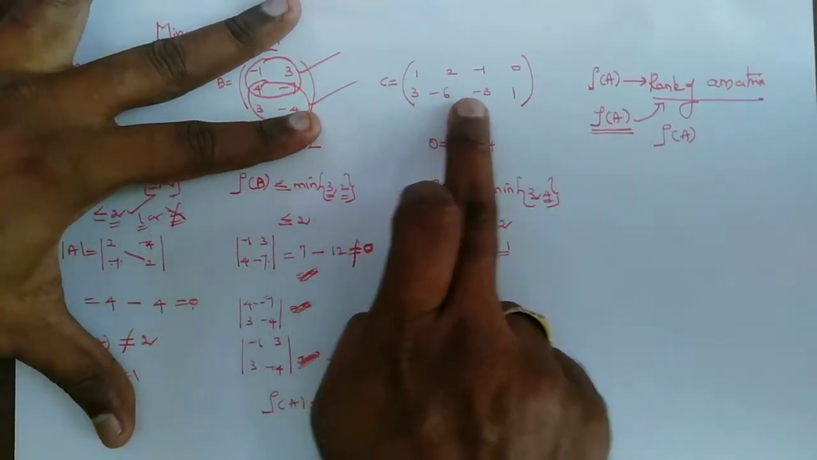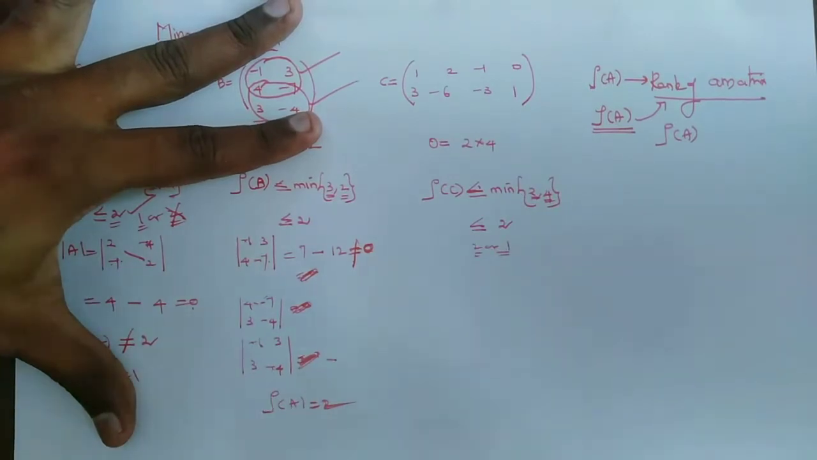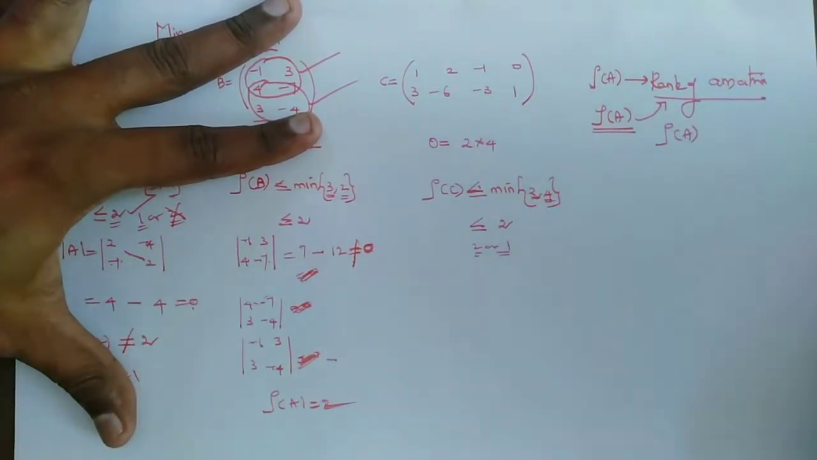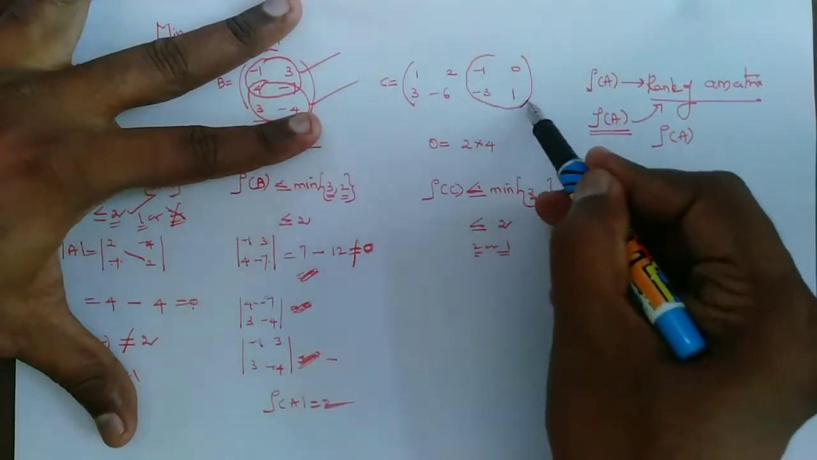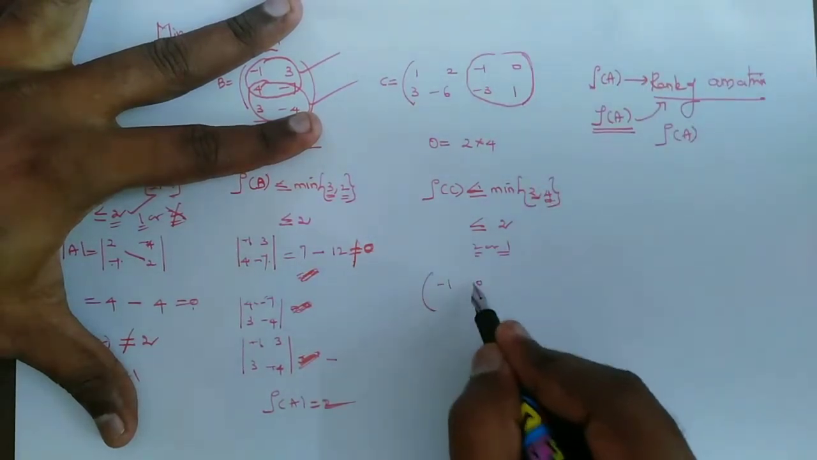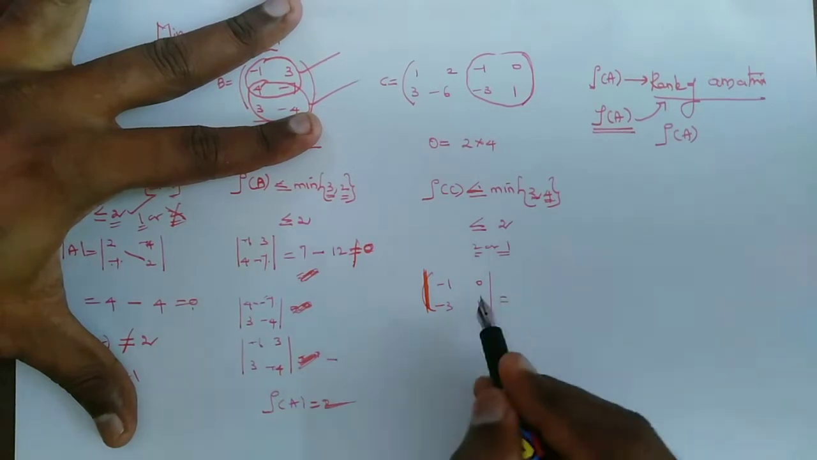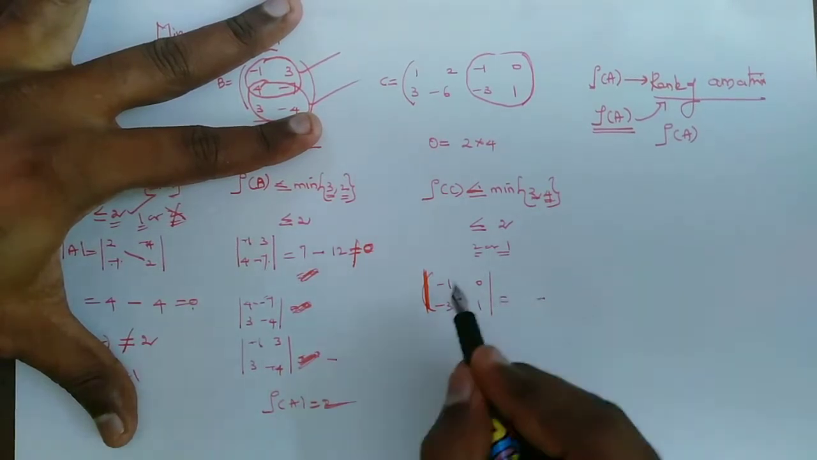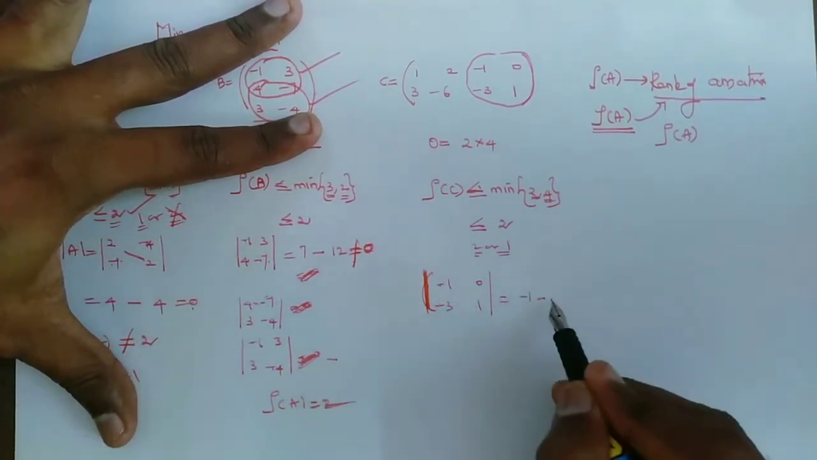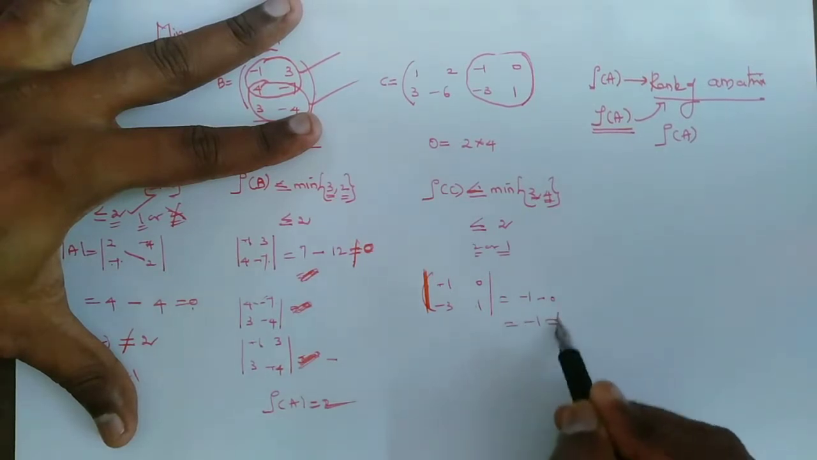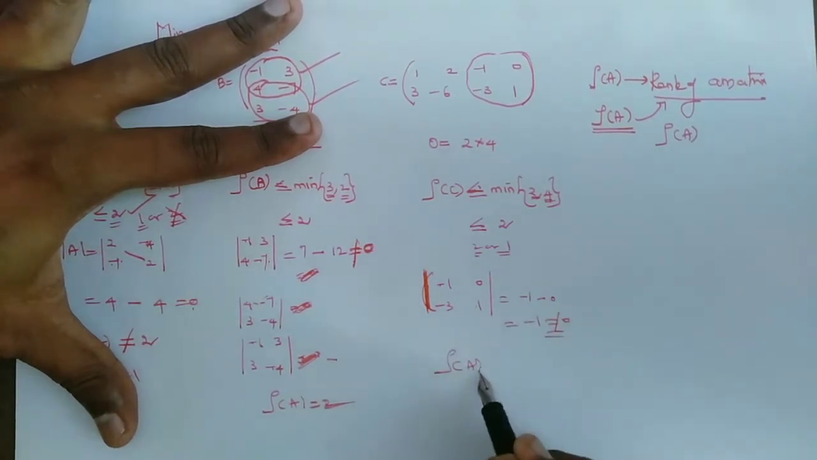Take any 1 2 cross 2 determinant. Show any 1 is not equal to 0, then rank is equal to 2. So I am going to choose this one: minus 1, 0, minus 3, 1. Easily you can say it is not equal to 0. Minus 1 minus 0, which is minus 1, not equal to 0. Therefore rank of A is equal to 2.